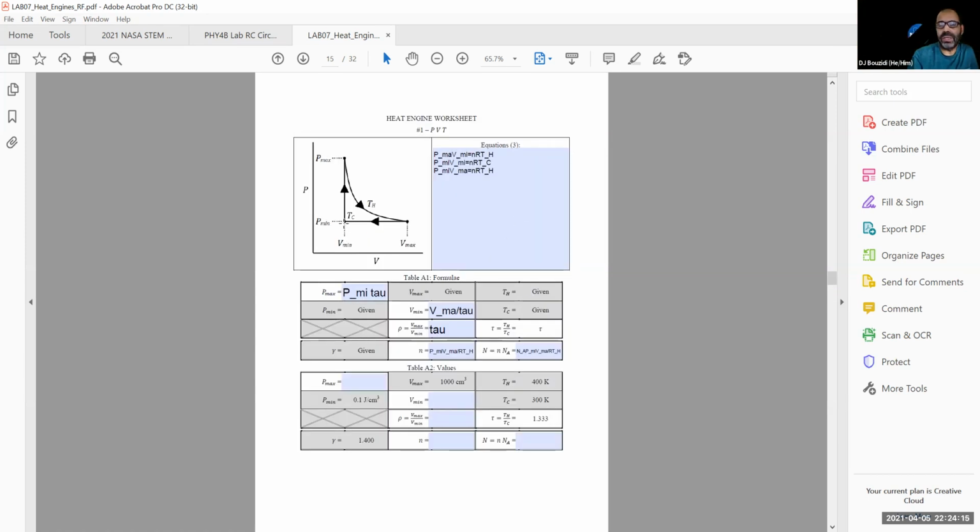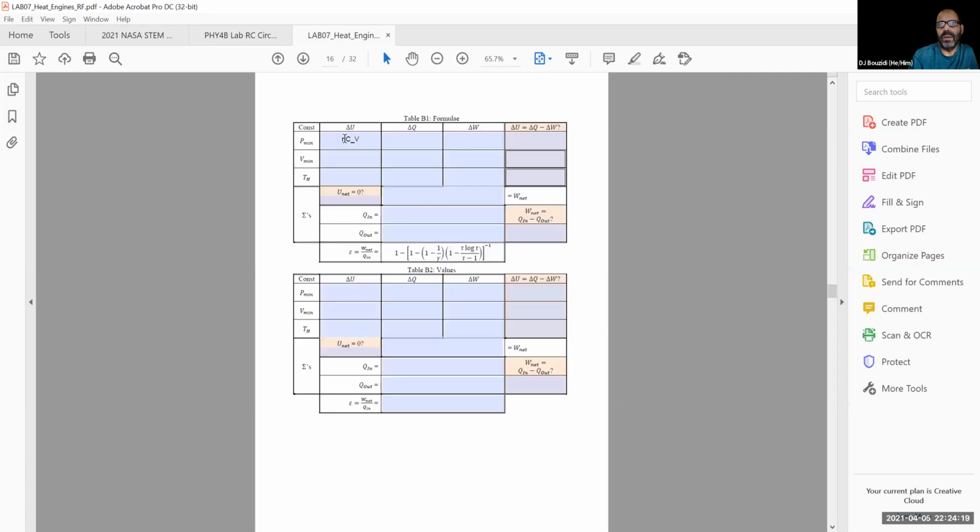The final temperature is T cold, and the initial temperature is T hot. So it's T cold minus T hot. Okay. This one, constant pressure, so it's NCP times T cold minus T hot.